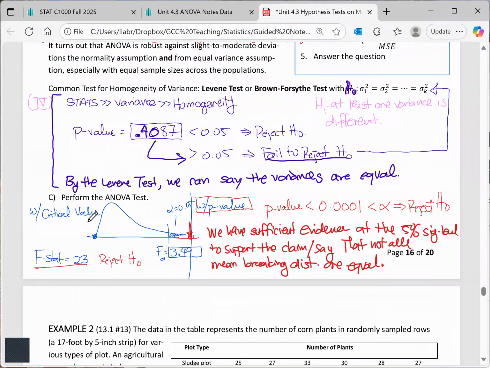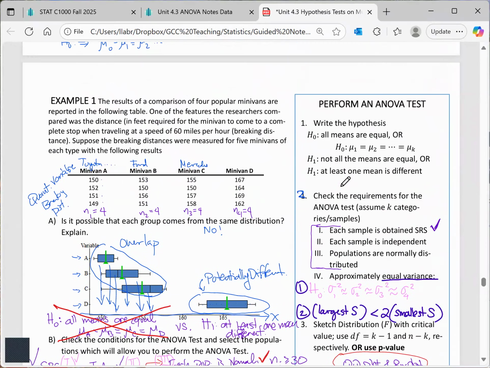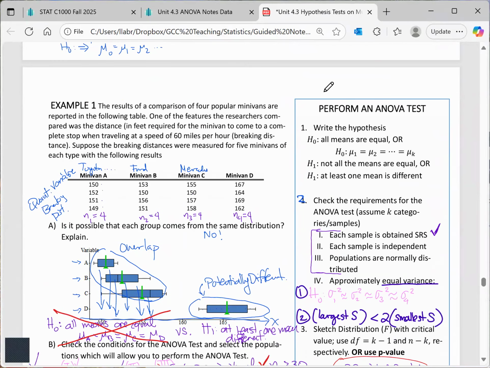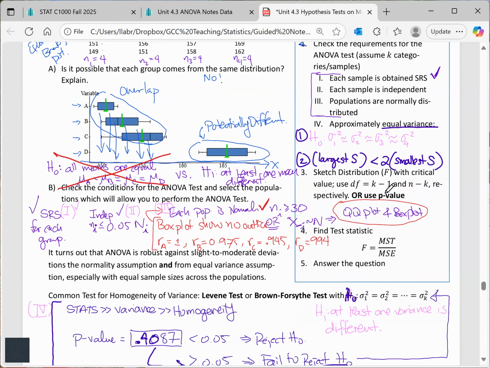I'm going to go ahead and do one more sample. And I want to just emphasize that you want to write the hypothesis test, check the requirements. There's 4 of them. It takes a long time. You're probably going to have to do a Levene test here for equal variances. So that's new. And then finally, at the end, we just simply use the p-value. Try not to sketch as it takes a lot longer. So we'll just use the p-value for this last part.